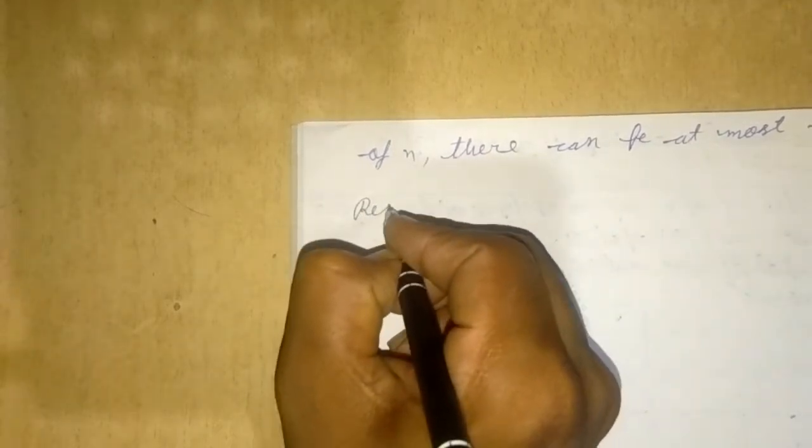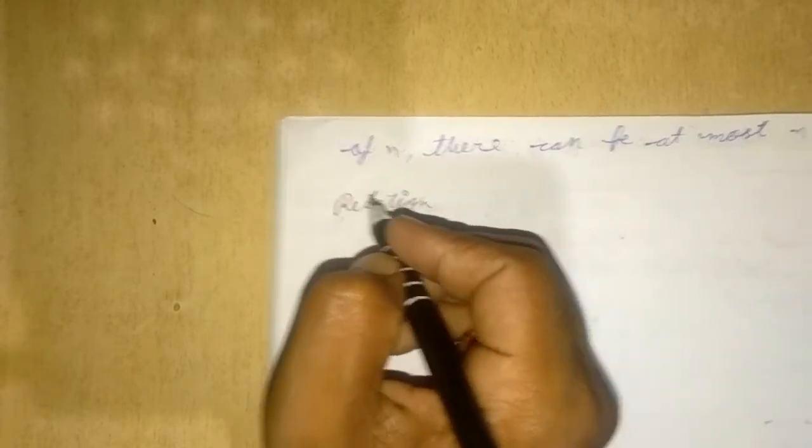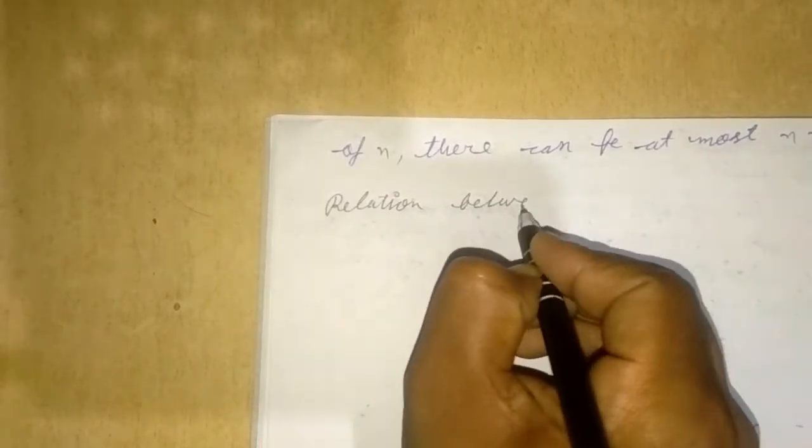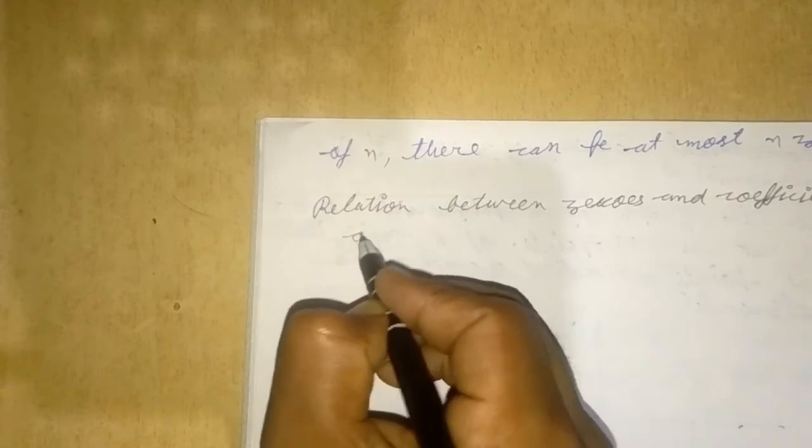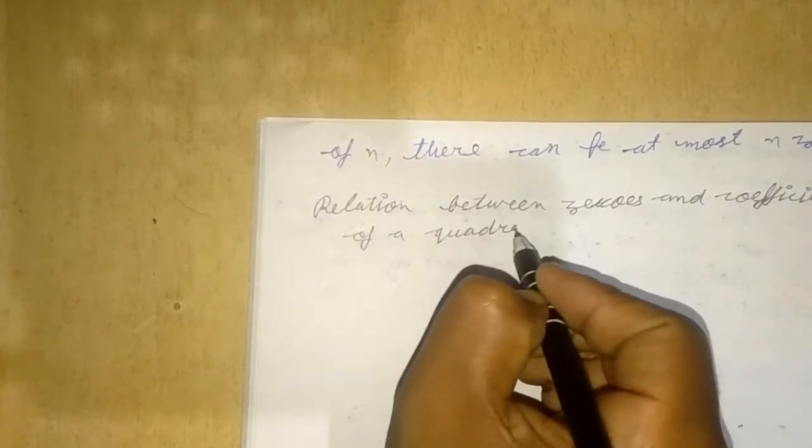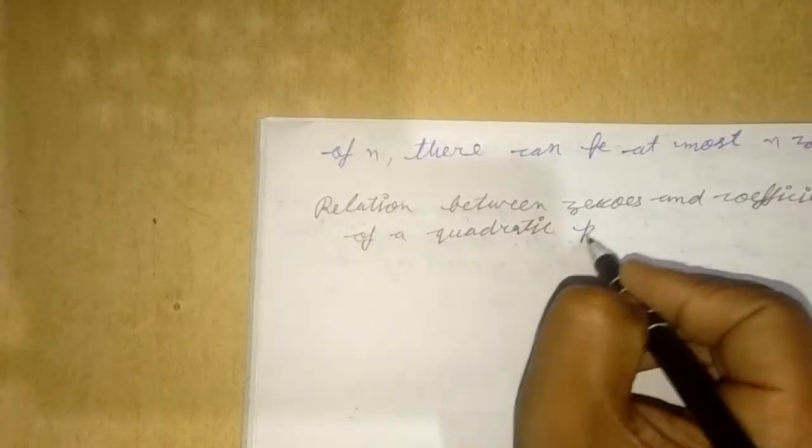Okay, so we will go ahead to the next heading. Our next heading is the relation between zeros and coefficients of a quadratic polynomial. So this is our heading.